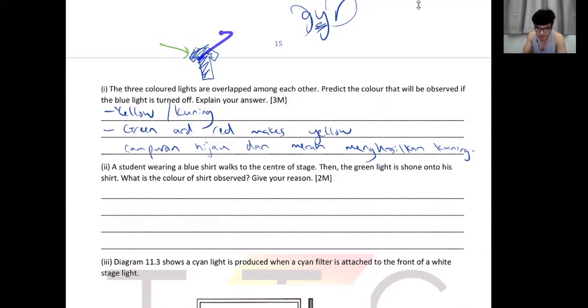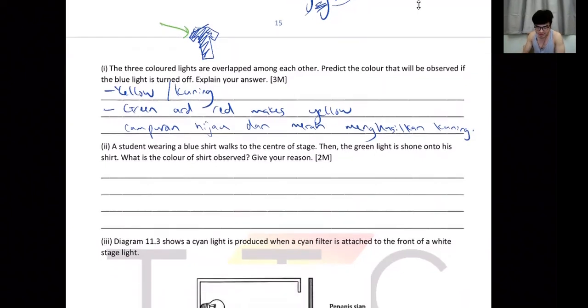So is there any light bouncing off the shirt? Is there any blue light? There's no blue light. So there's no light bouncing off the shirt. So what color do you see? If there's no light, what do you see? You see black. No light means black. Okay, so the shirt will look black.